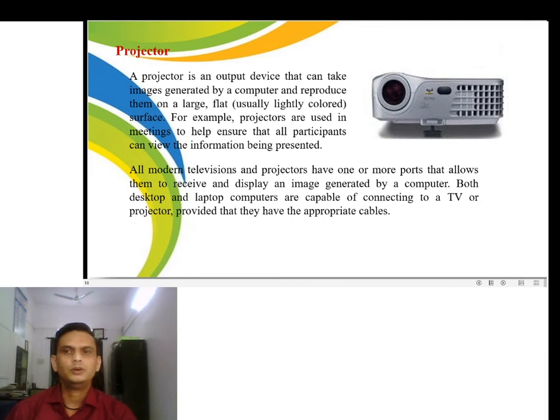Projector. It is most important. A projector is an output device that can take images generated by a computer and reproduce them on a large flat surface. All modern televisions and projectors have one or more ports that allow them to receive and display an image generated by a computer. Both desktop and laptop computers are capable of connecting to a TV or projector, provided that they have appropriate cables. Normally, a projector projects a small picture onto a large one. For example, projectors are used in a meeting to help ensure that the participants can view the information being presented.